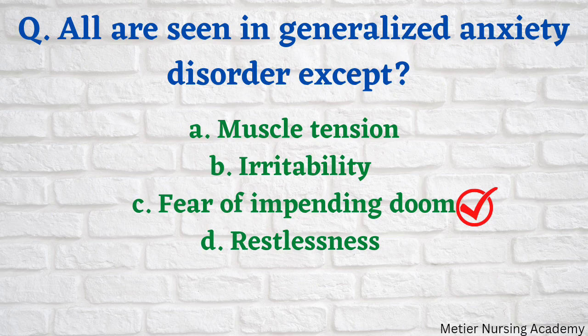Whereas fear of impending doom is a classical manifestation of panic disorder. What is fear of impending doom? See, as I mentioned already, it is typically seen in panic disorder. It is the feeling that something terrible is going to happen. The panic attack versus anxiety: what is the difference between panic attack and anxiety? That is also very important, you should know.